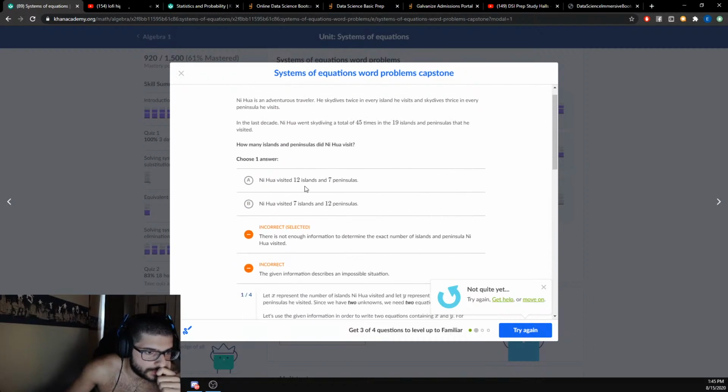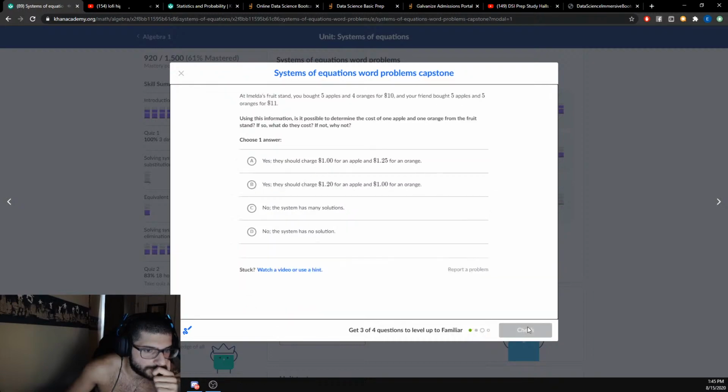Twelve and seven. That one kind of messed me up. So 5x plus 4y equals 10, and 5x plus 5y equals 11. Yeah, we can solve that because we multiply this by negative 1, negative 5x cancels.